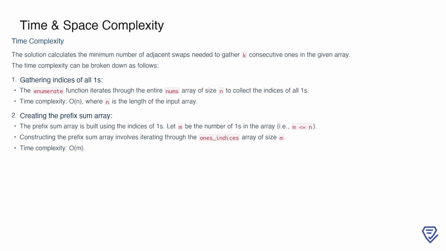Next, we create a prefix sum array using the indices of the ones. If m represents the total number of ones in the array, constructing the prefix sum array involves iterating through the ones_indices array, which has size m. This operation is performed in O(m) time. Together, these two steps form the foundation of our algorithm, ensuring we pre-process the data efficiently.